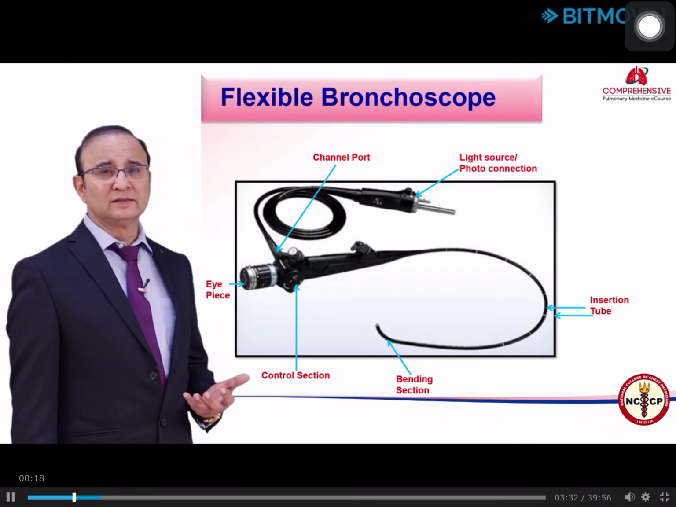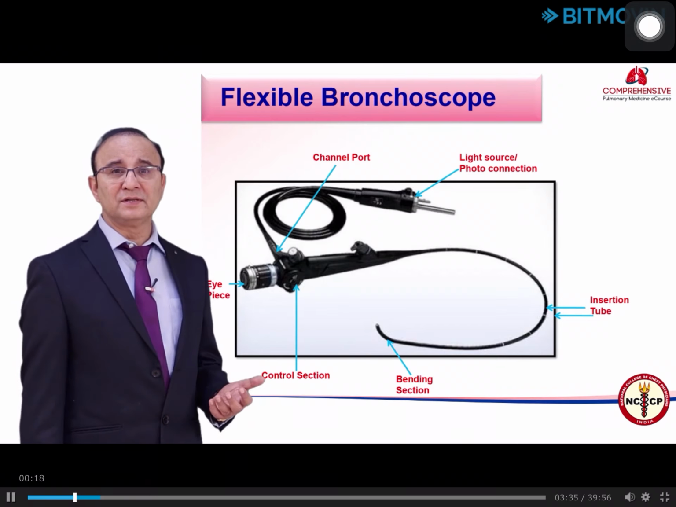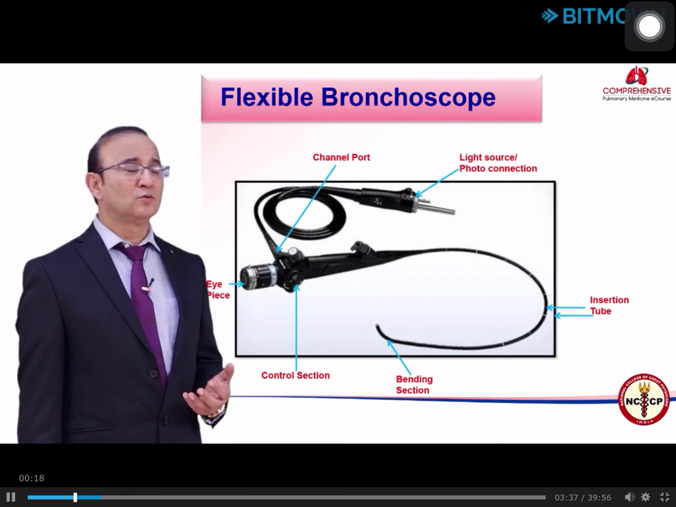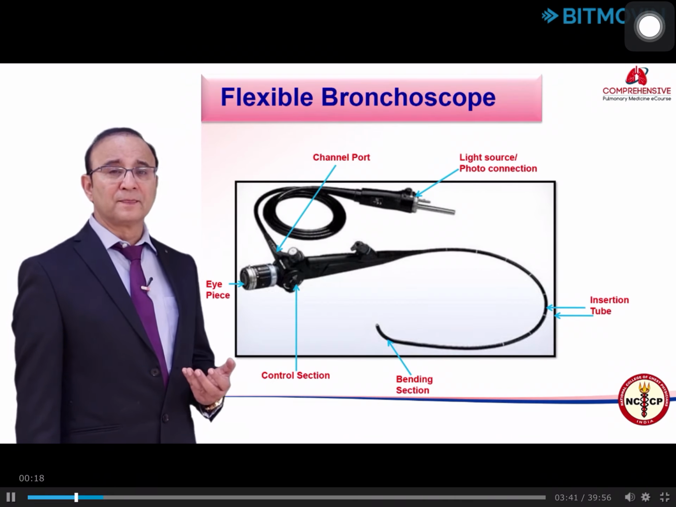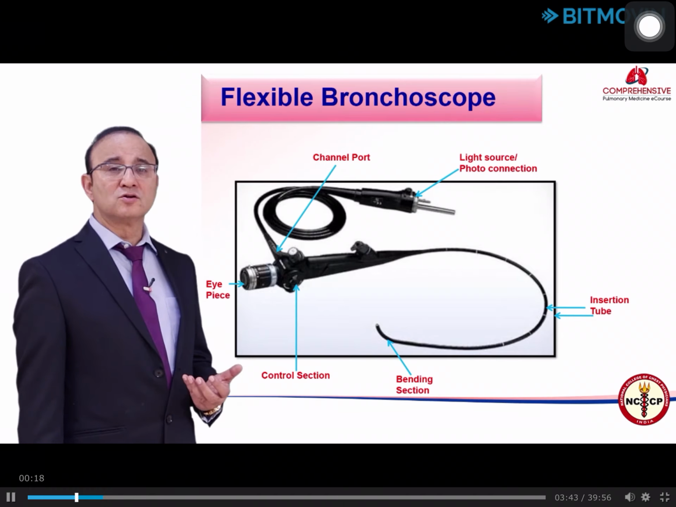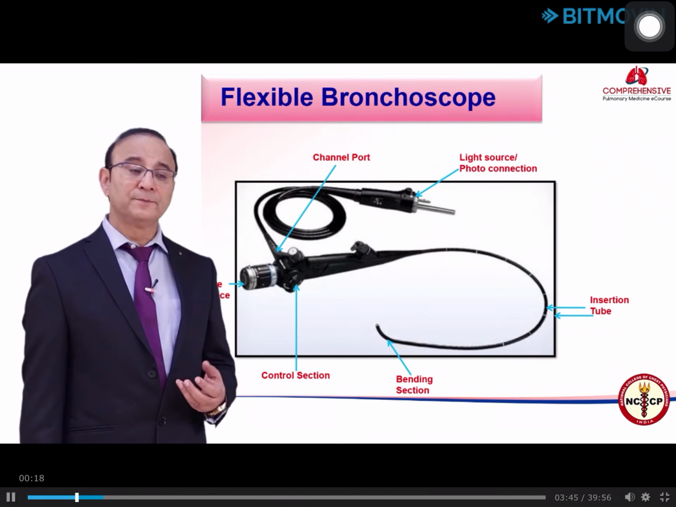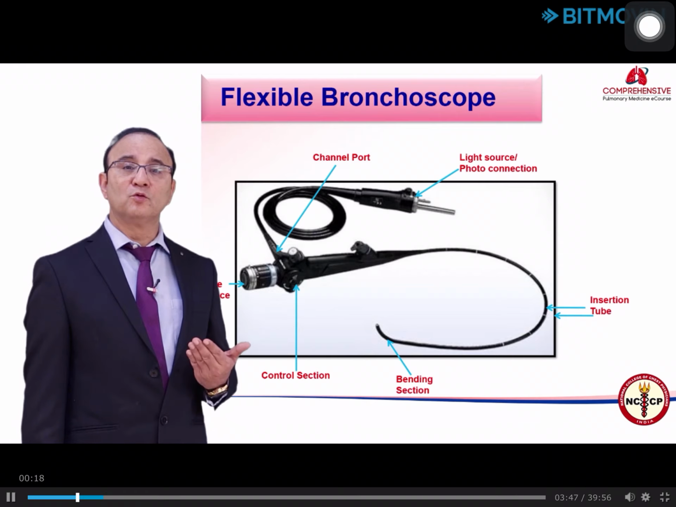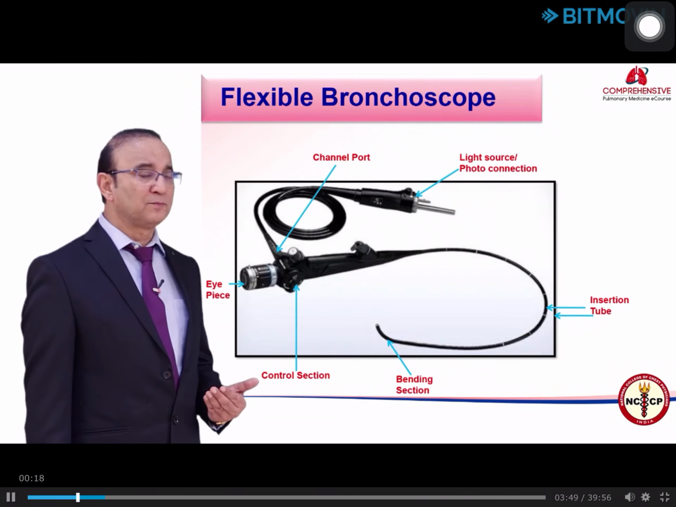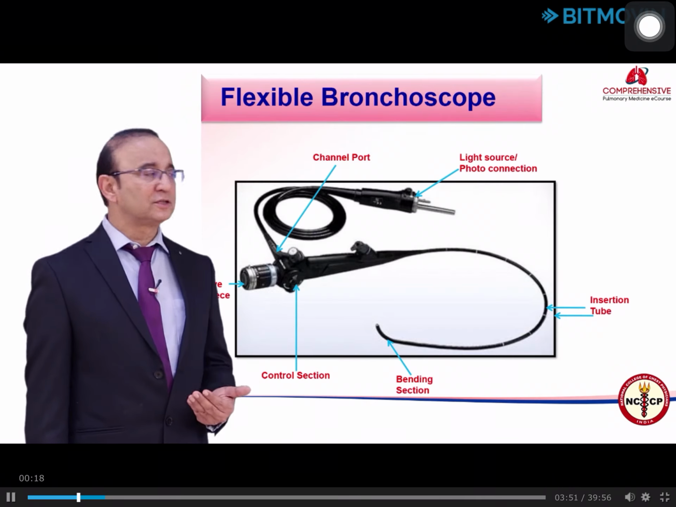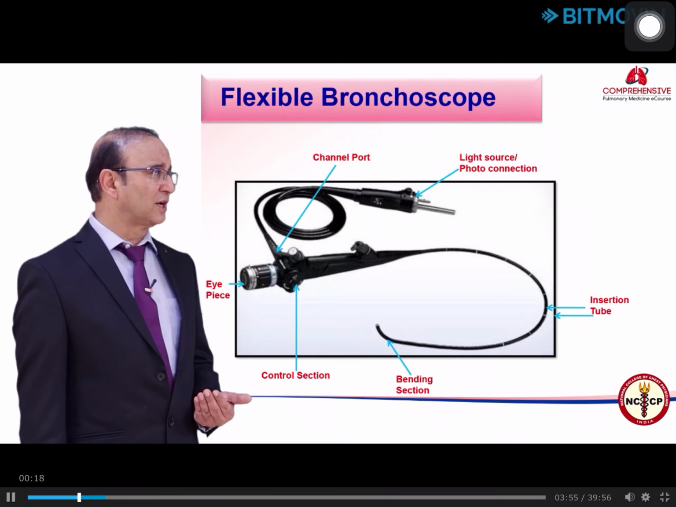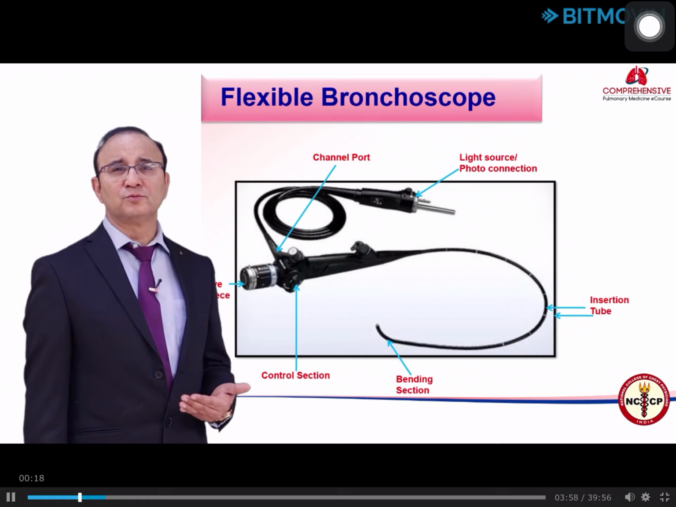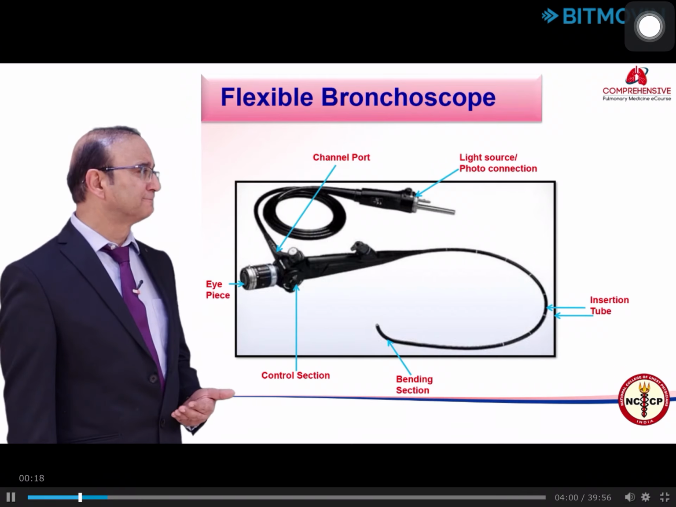It has a control panel which has an eyepiece and a diopter ring to control the focusing. It has a place for suction control. It has a control lever which allows the tip of the bronchoscope to be moved up and down. It has a port for doing procedures, and then it is connected to the suction channel, which is connected with a tube to the suction apparatus.